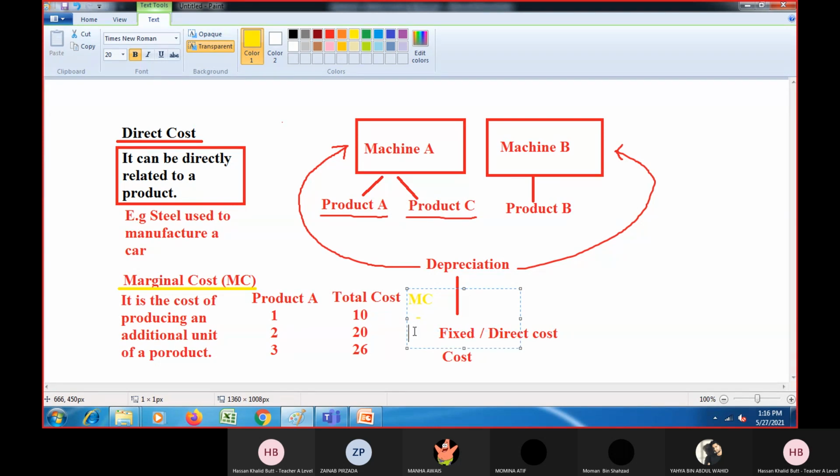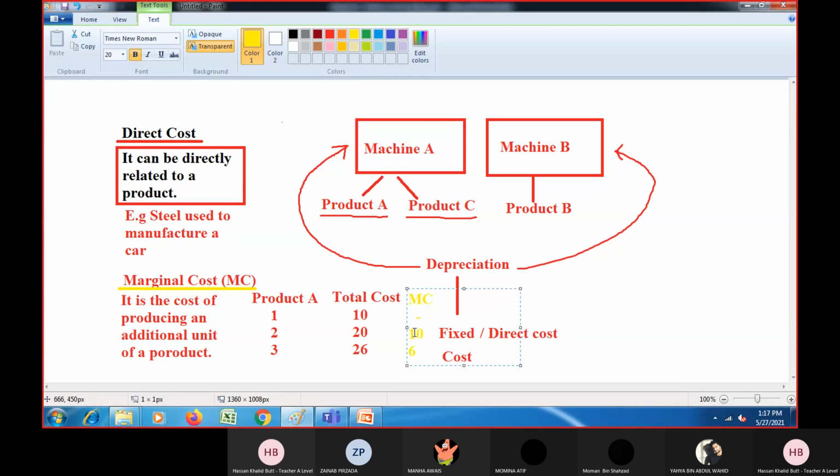Now, this is easy. How much addition is there in the total cost? Because now one more unit of product A is produced. So the additional product is the second unit. What is the addition in the cost to produce it? That is 10. 20 minus 10, right? If I talk about the third unit, what is the addition in the total cost? That is 6. So this is our marginal cost. So this is how we calculated, that is the cost of producing an additional unit of a product.